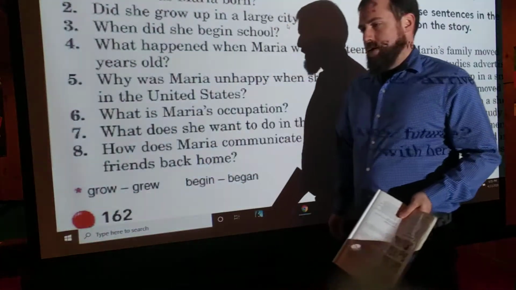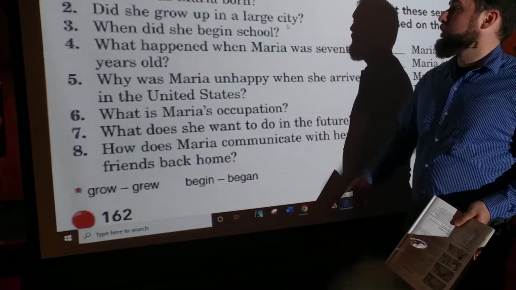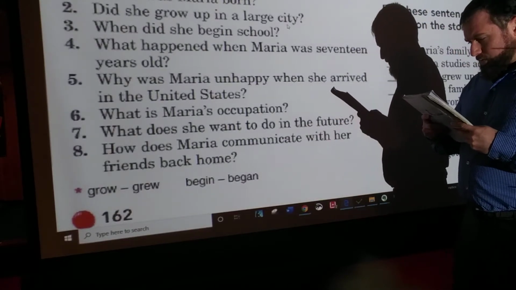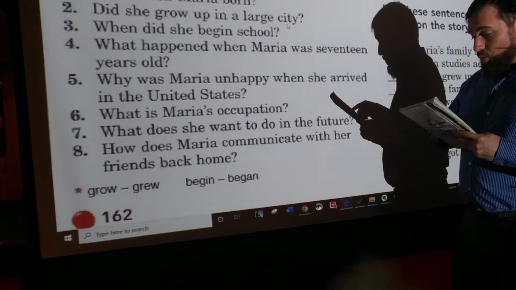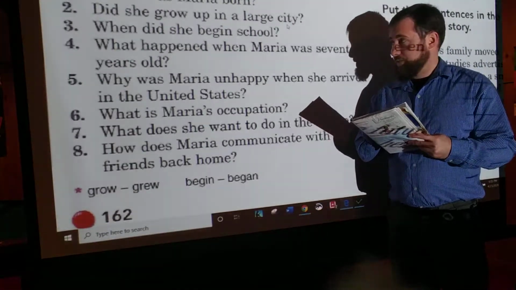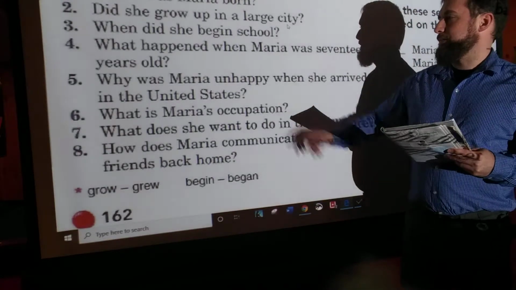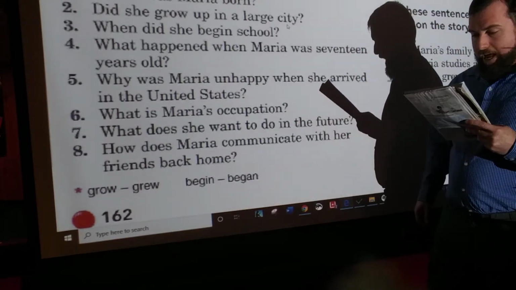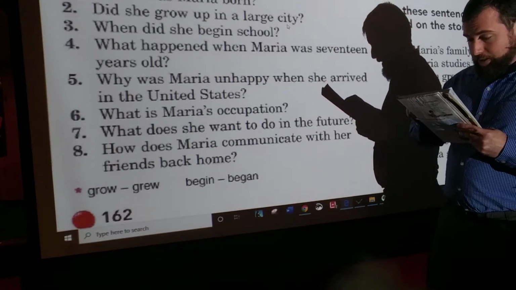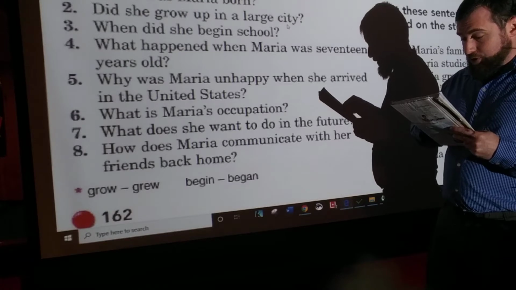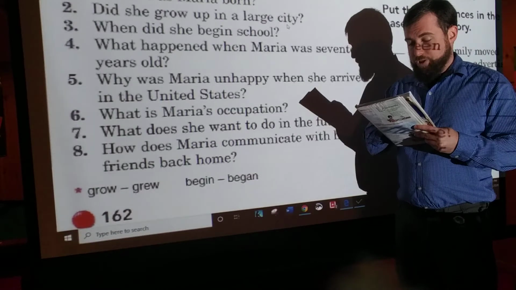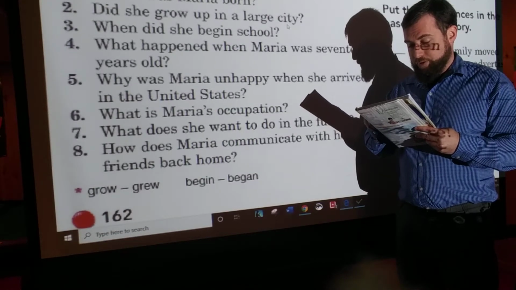Number 4. What happened when Maria was 17 years old? Okay. When Maria was 17 years old, her family moved to the United States. Number 5. Why was Maria unhappy when she arrived in the United States? When Maria arrived in the United States, she wasn't happy. She missed her friends back in Peru, and she didn't speak one word of English.